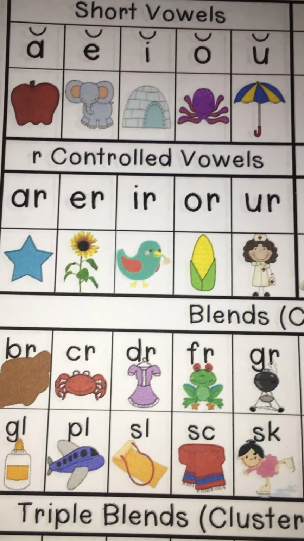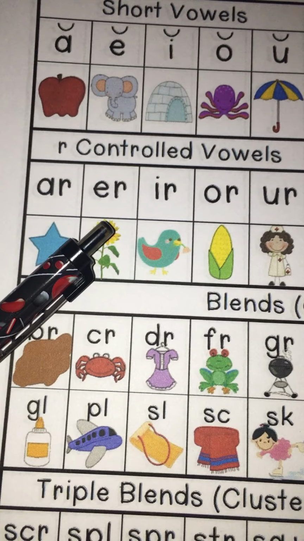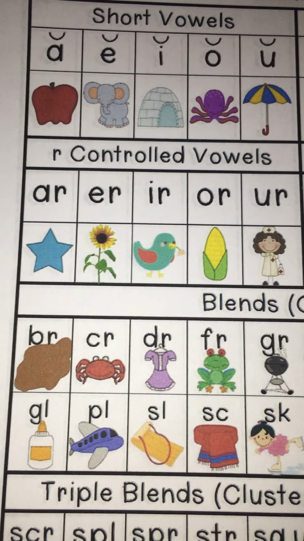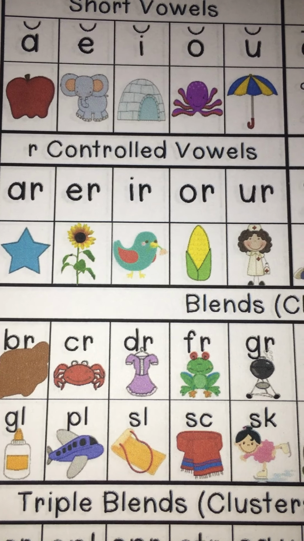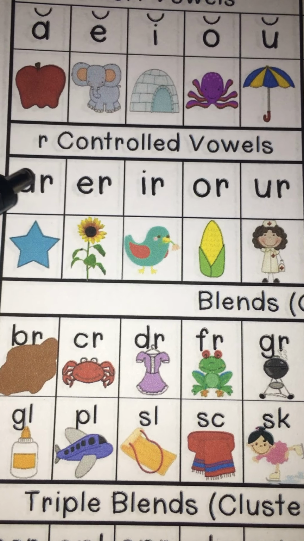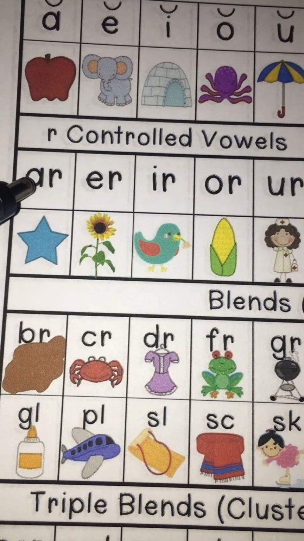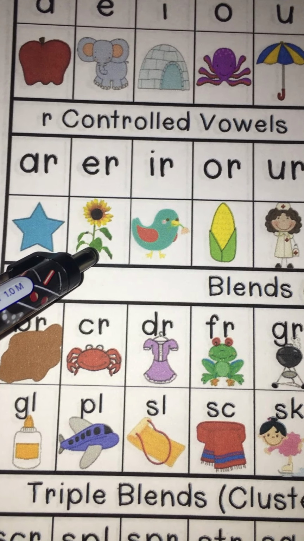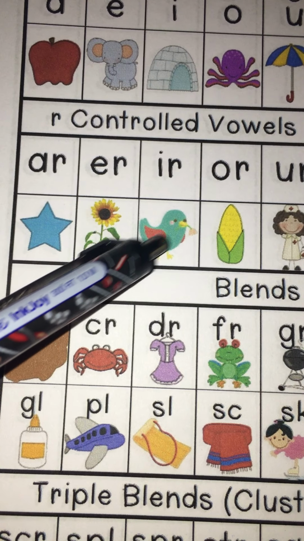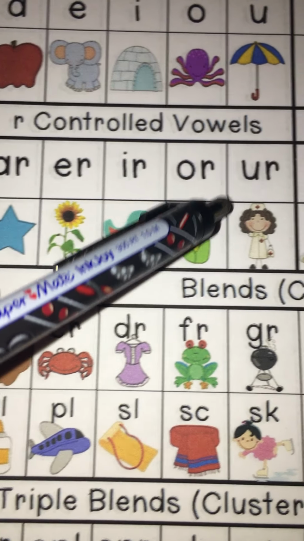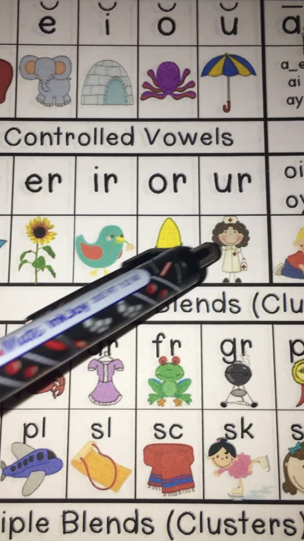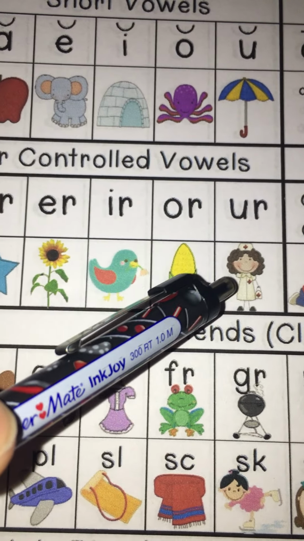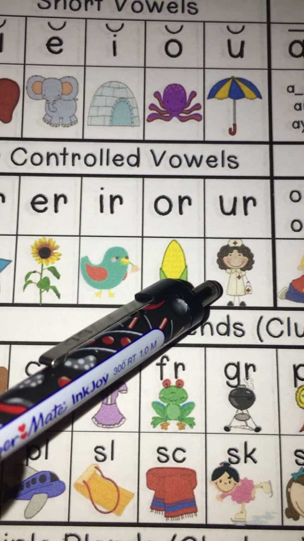Okay. Here we have our R controlled. R controlled is a syllable pattern where the vowel is followed by the letter R, and that letter R takes control of that vowel. So AR as in star, ER as in flower, IR as in bird, OR as in corn, UR as in nurse. The kids are used to doing this one with the spur symbol. So if they say er as in spur, that's perfectly fine.